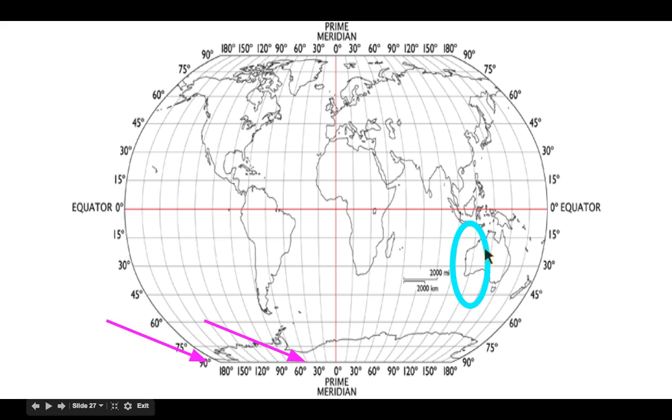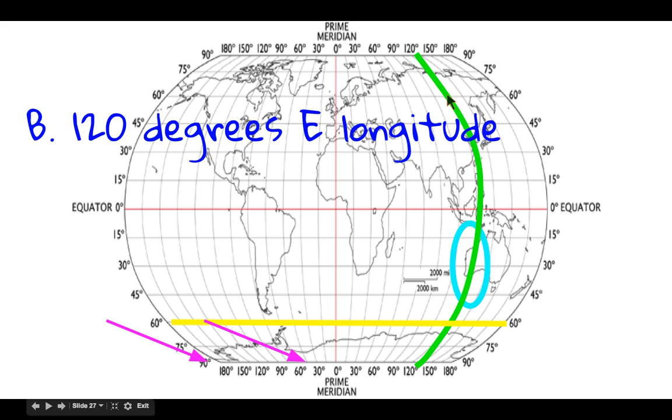So I'm starting by finding the western coast of Australia because that's what the question asked me about. This is the western coast of Australia. These are the 2 answer choices that I know for sure are wrong because they're talking about lines of longitude that are way over here in the other hemisphere. This answer choice was 60 degrees south latitude, and that one doesn't really pass by the west coast of Australia. The correct answer choice was B, because 120 degrees east longitude does touch the western coast of Australia.